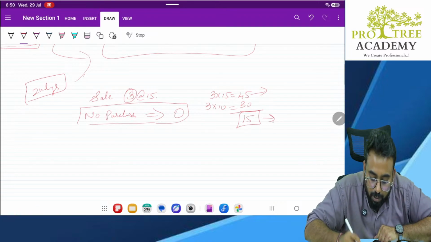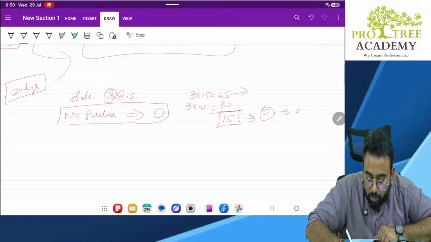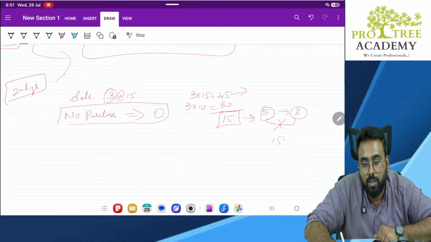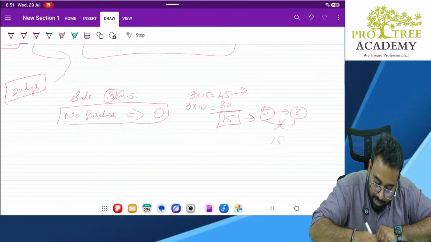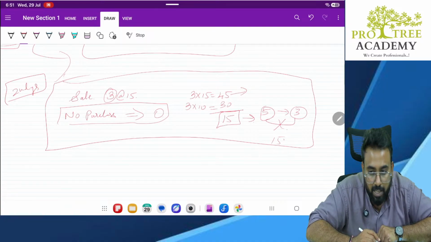How did you come to this 15 rupees, sir? Simple. On each unit I made a profit of 5 rupees. I sold 3 units. So 3 into 5 will be 15. Yes or no? This is your mathematical equation. Am I right? This is your mathematical equation.